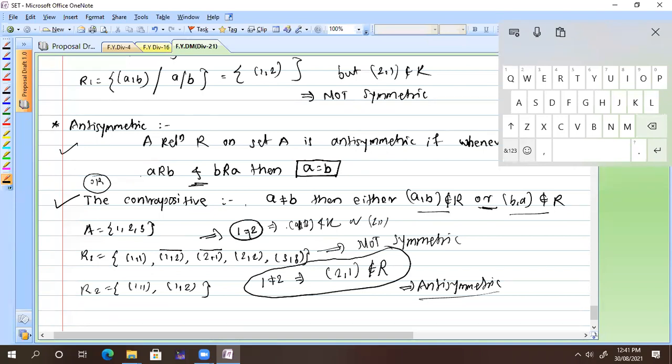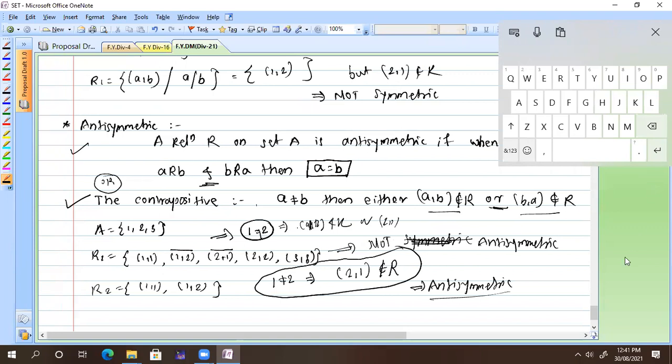Sir, R1 is not anti-symmetric. Oh, not symmetric. I wrote symmetric. It is anti-symmetric. Okay, got it now? Can I go further? Yes.